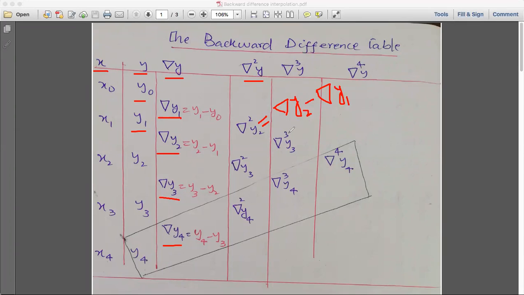Inverted delta cube y3 and inverted delta cube y4. We can also find it very easily. And the last one is inverted delta raised to power 4 y4, and this will be equal to inverted delta cube y4 minus inverted delta cube y3.